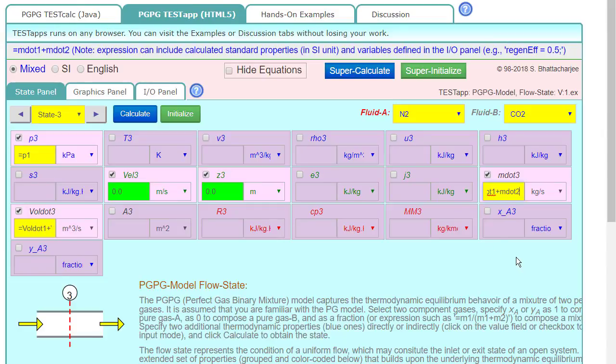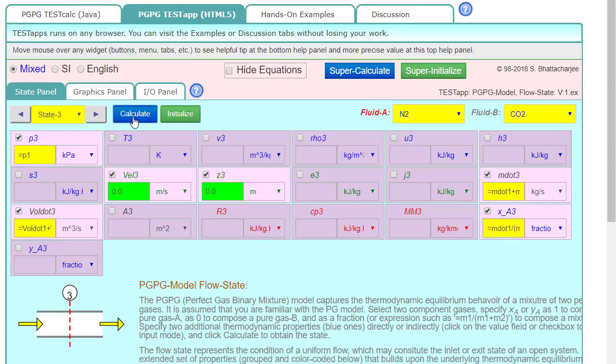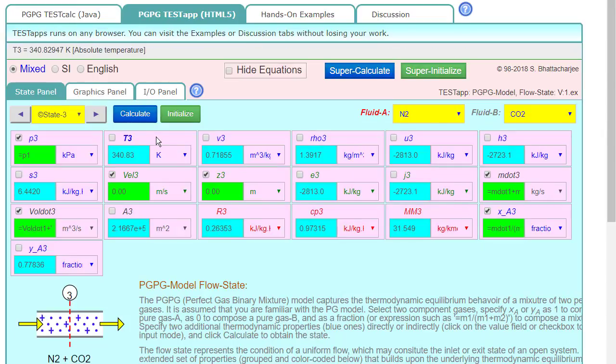All right, and then the mass fraction of A is going to be m.1, which was the nitrogen state, divided by the total m dot for the mixture. So m.1 plus m.2. All right, and we can hit calculate, and we get that the temperature of the mixture is about 68 degrees Celsius.